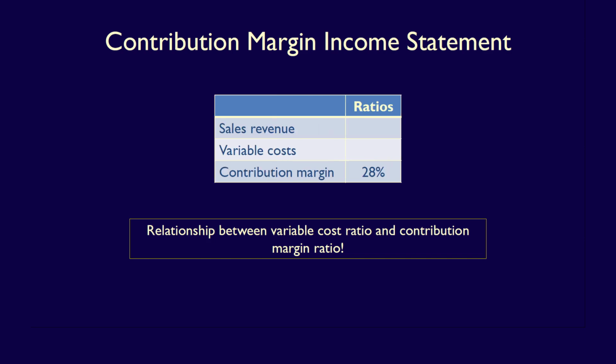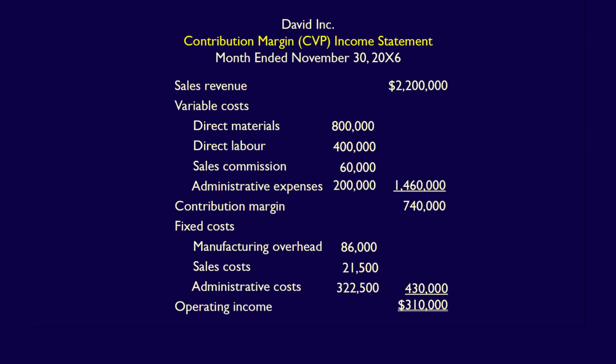For instance, if you're given a contribution margin ratio of 28% and nothing else, then you can calculate the variable cost ratio as 100% minus 28%, which equals a variable cost ratio of 72%. Understanding this relationship is key to understanding CVP analysis. Note that the contribution margin income statement is the one most commonly used in managerial accounting, and we will continue to use it moving forward.